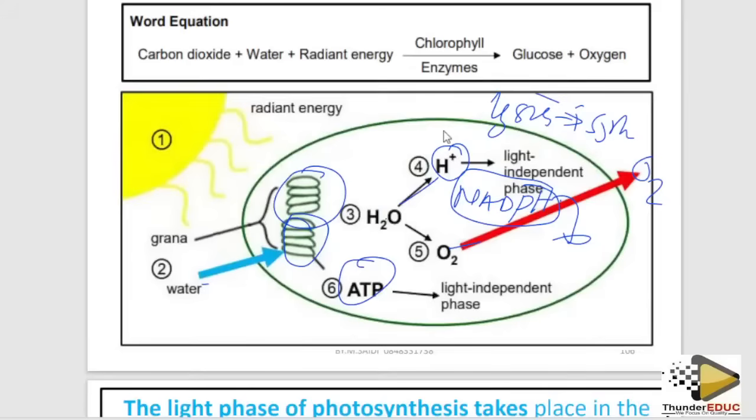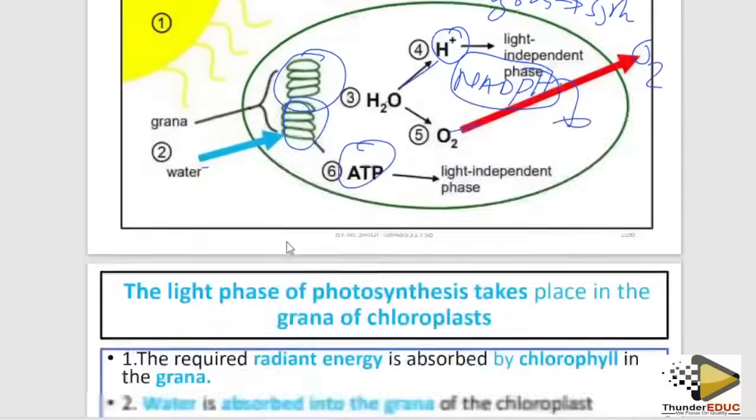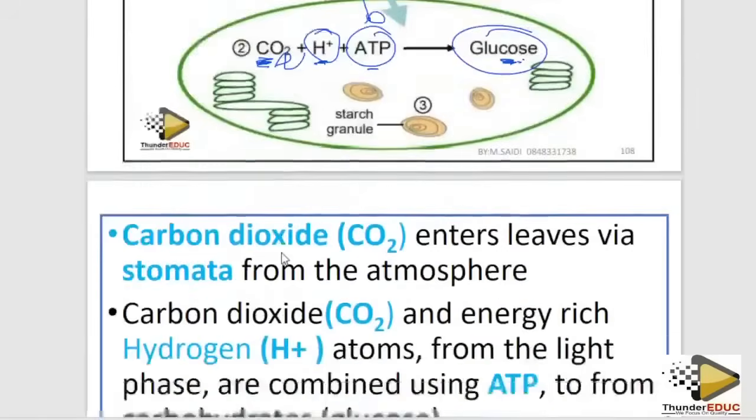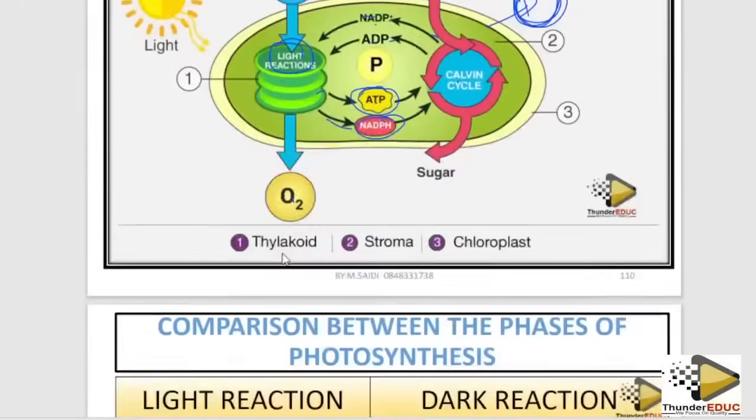Make sure that you know how to differentiate between the light dependent phase and the light independent phase. There is another terminology here as well.